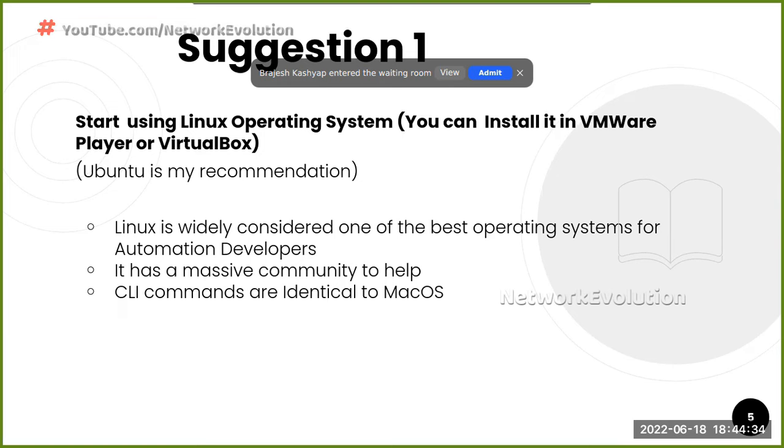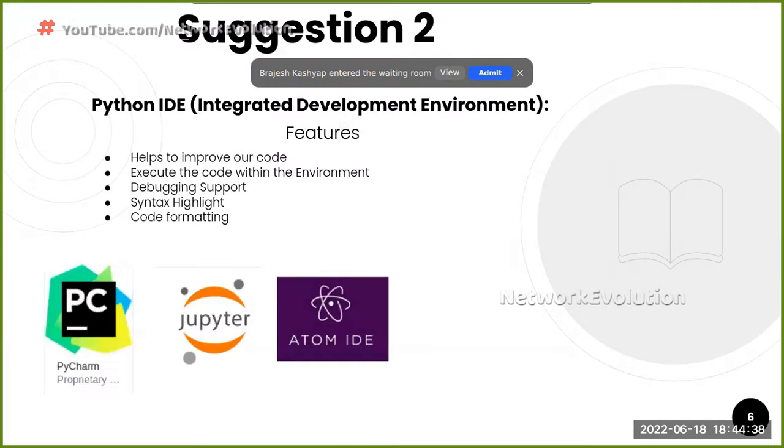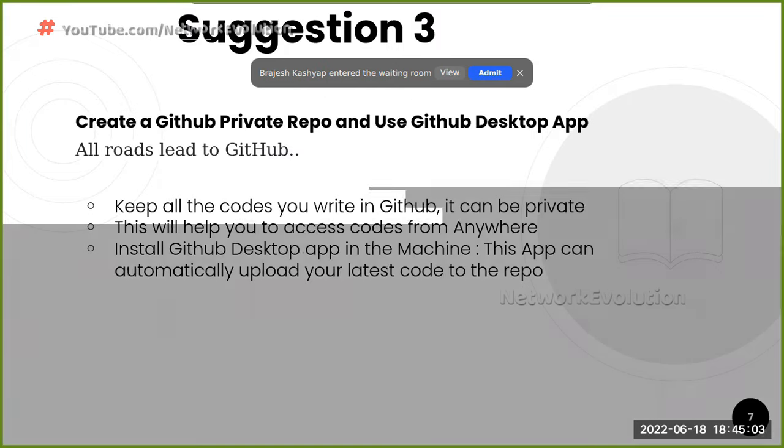And the CLI is almost the same as Mac OS, so you can just start using it. Then start using an IDE, because today we will be installing an IDE. PyCharm is my preferred IDE for writing Python scripts. That actually gives good suggestions that help you write better code. That also again depends on the individual's choice.